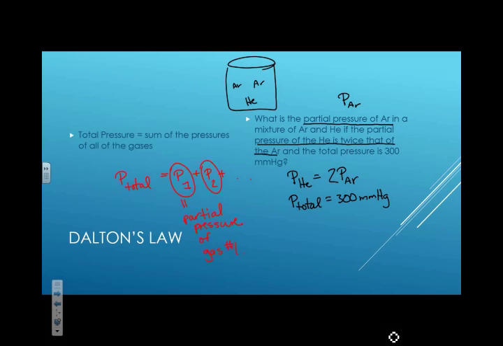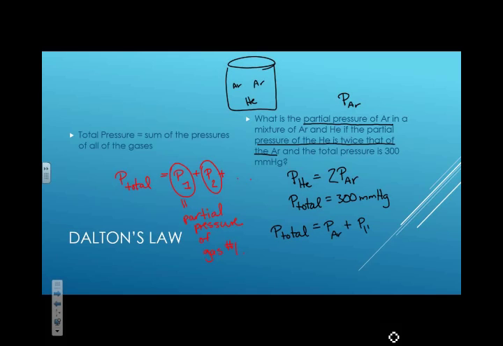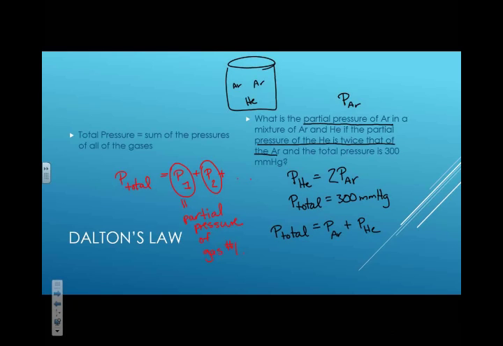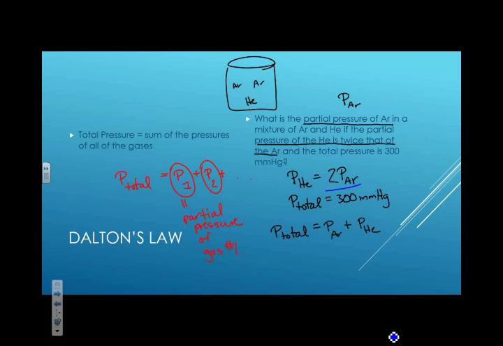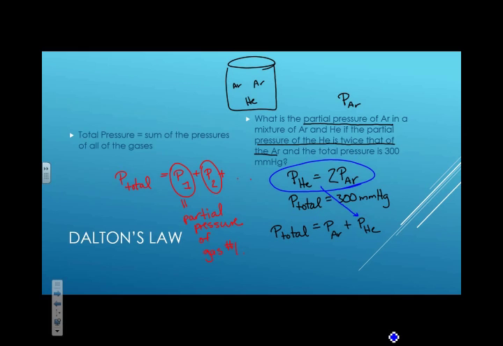Okay, so now I can think about Dalton's law of partial pressure and know that my P total has to be equal to all the parts of my mixture. So that's the pressure from the argon and the pressure from the helium. I happen to know, because the problem told me, that the pressure of helium is equal to 2 argons. So I can substitute in for that pressure of helium.